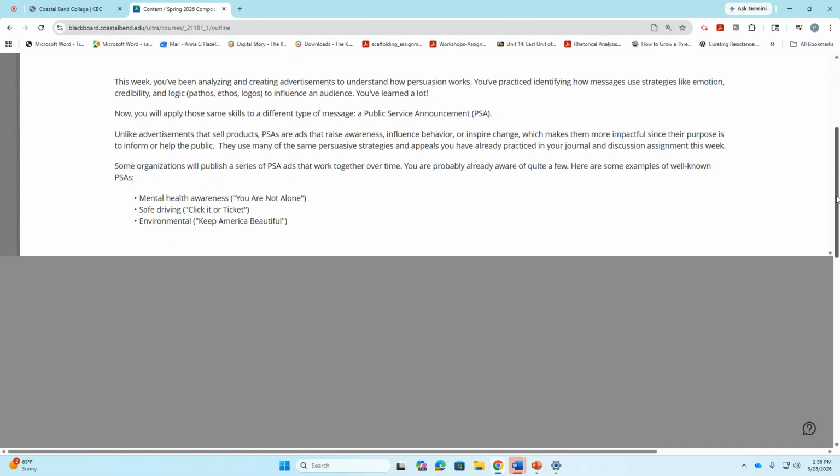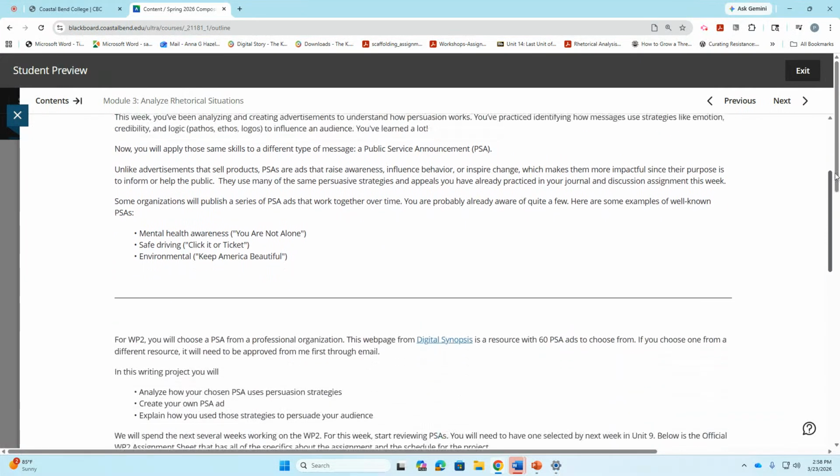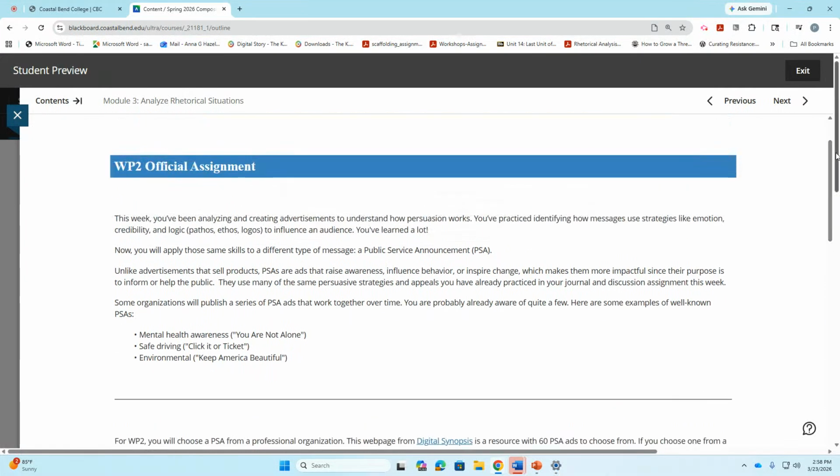I don't know what's going on here with my screen. There we go. So the Writing Project 2, the reason I left it for the end of the Unit 9 or the Week 9 unit is because I wanted you to have that practice with ads in the journal and discussion, because you're going to be doing something very similar for this assignment. So that was kind of like a practice run, okay? So you have a little bit of experience and you kind of know already from those assignments what to do.